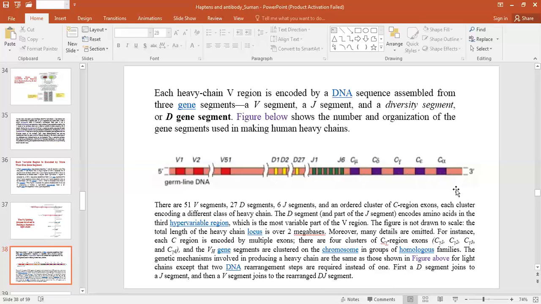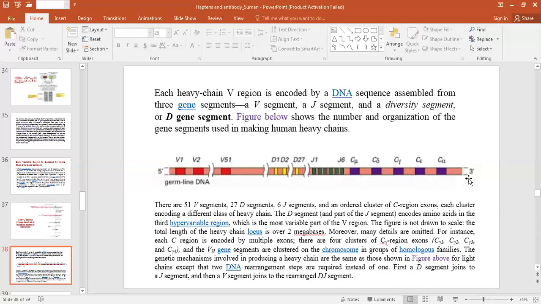So there are 51 V segments, 27 D segments, 6 J segments, and an ordered cluster of C region exons. This is the cluster of C region exons: alpha, beta, gamma, delta, epsilon, and mu. So these encode different classes of heavy chain here. It's not a light chain. The first one was the light chain, and this one is a heavy chain.